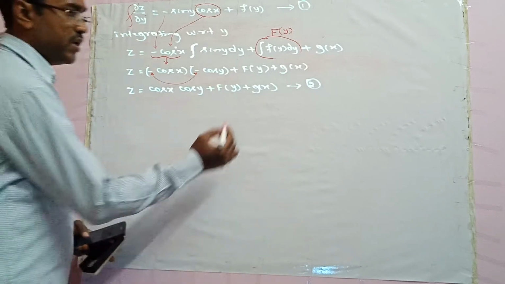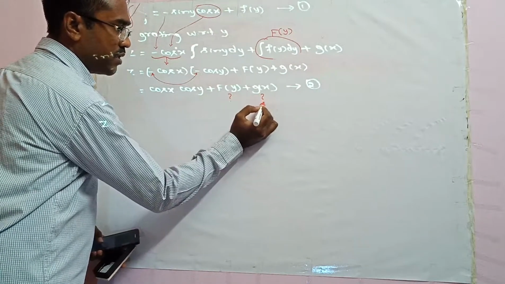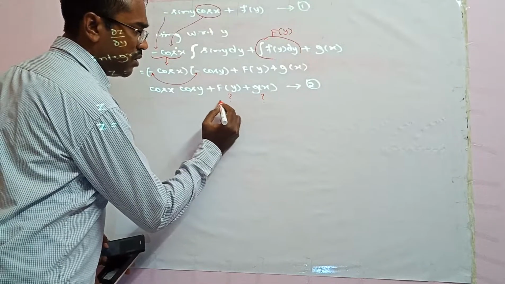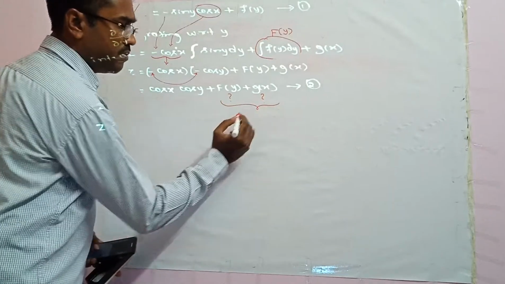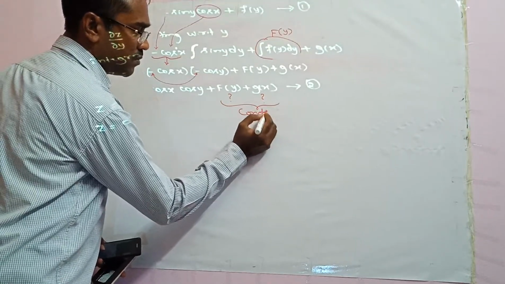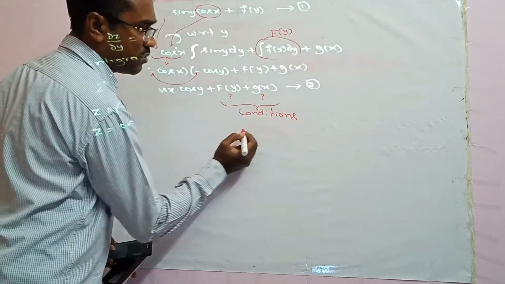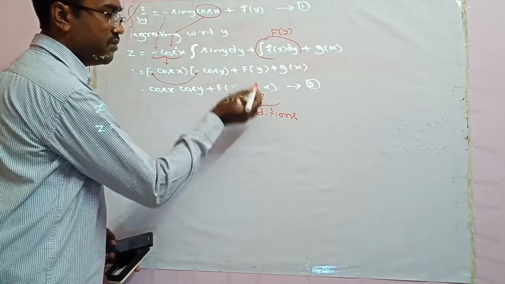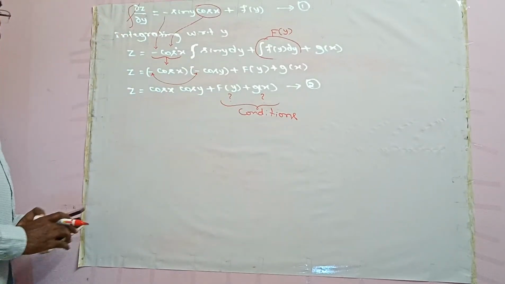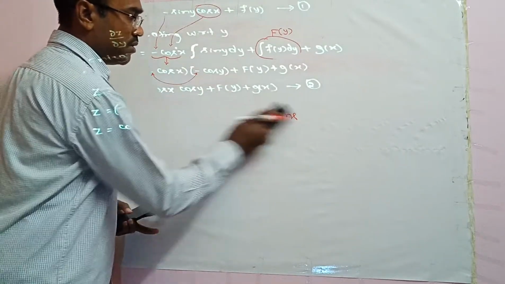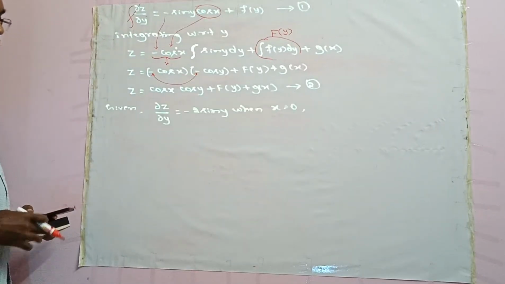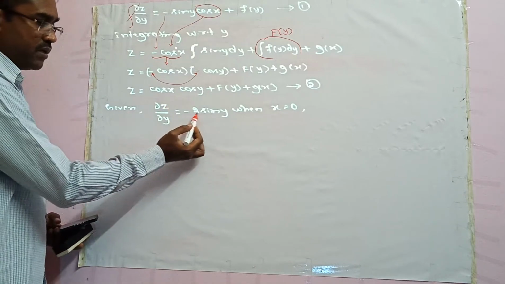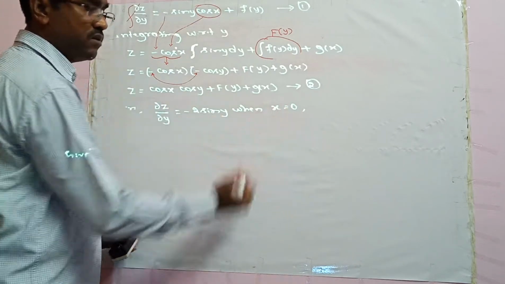Now our aim is to find what these terms are. We have two conditions given. Using those given conditions, we need to find out what capital F of y is and what small g of x is. Let us see what the first condition is. Dou z by dou y is minus 2 sin y when x is 0.